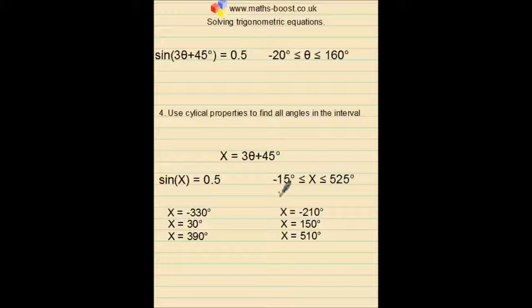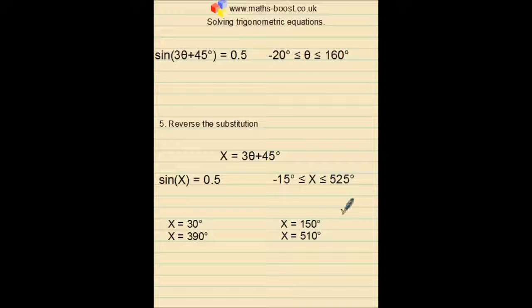Now I'm sure I've covered this interval here, and in fact I've erred, as you can see, on the side of caution. So there are some solutions that I can discard because they fall outside of this interval, and in particular minus 330 degrees and minus 210 degrees can be discarded.